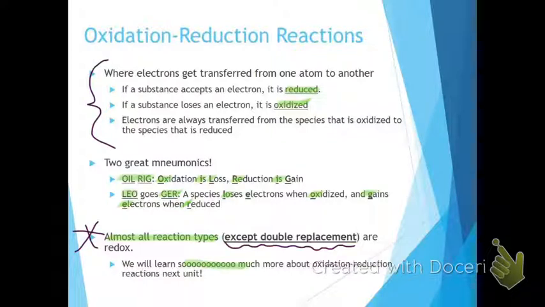Okay, so that is a little briefing on our different types of reactions. Continue on to the next video to learn way more about our precipitation reactions.